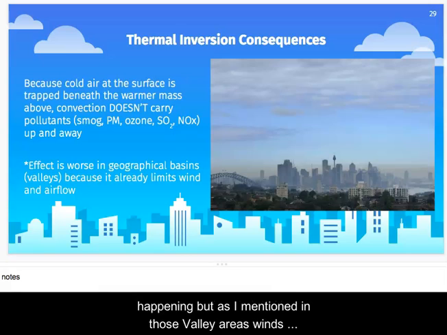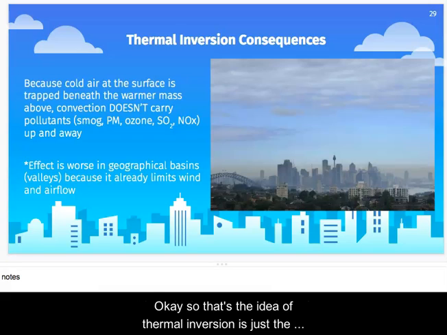But as I mentioned, in those valley areas, winds are already limited, airflow is limited, so it just takes longer for these inversions to subside. And that's again another reason why we see the cloud of smoke trapped in that lower level, because the warm air that's above in the atmosphere is holding it down.